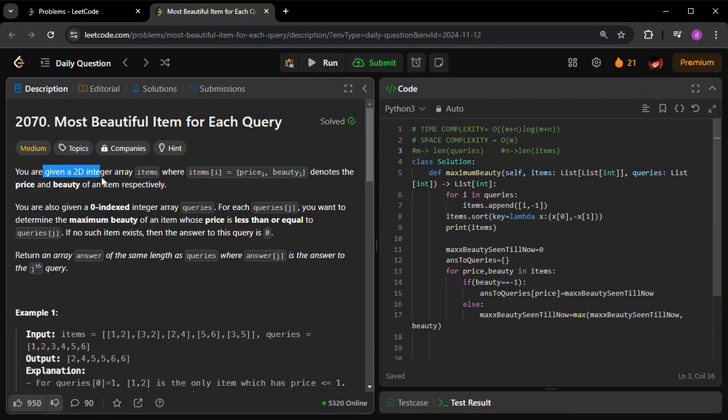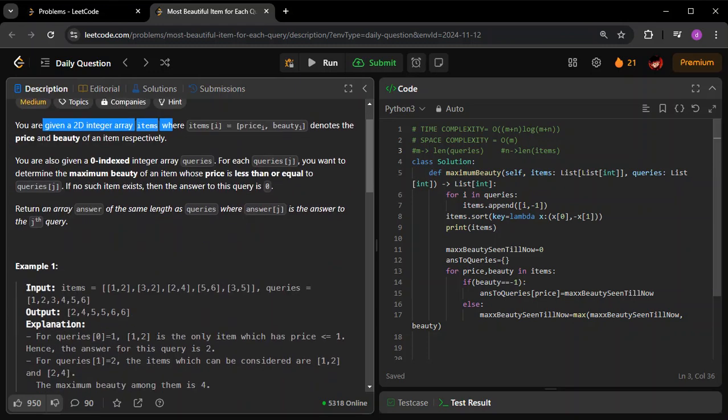You're given a 2D integer array items where items[i] = [price_i, beauty_i]. That means a single element in this array is also an array with two elements: the first is the price of that particular item and the second is the beauty of that item, denoting the price and beauty of the item respectively. You are also given a zero-indexed array queries. For each query, the jth element, you want to determine the maximum beauty of an item whose price is less than or equal to queries[j].